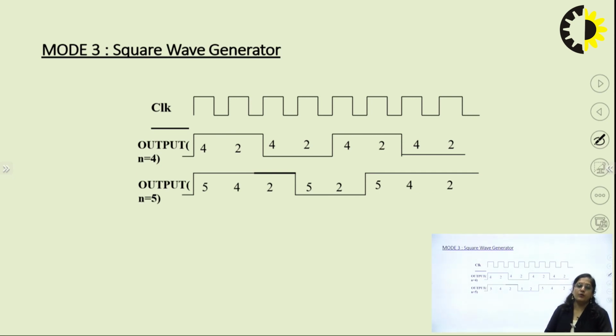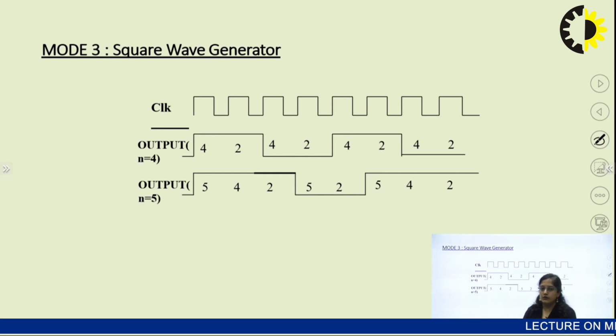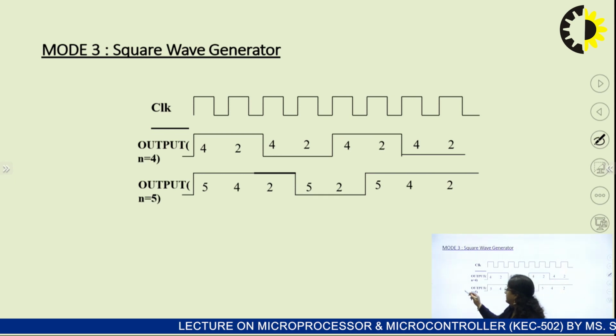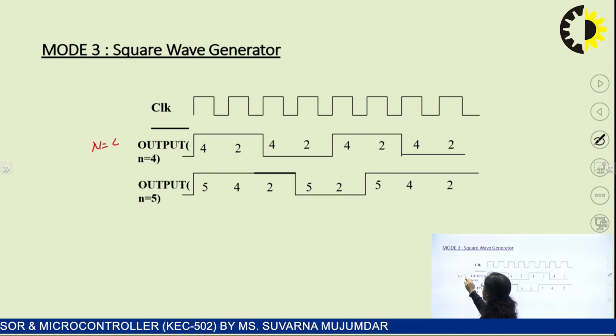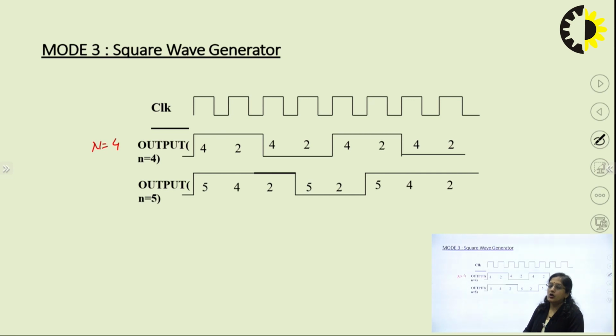The next and most important mode, in which we mostly configure our 8253, is the square wave generator. Whenever we want the microprocessor to generate a square wave or to toggle an LED or any device, we have to configure 8253 in square wave mode. In this mode, if the count value we are loading, N, is even, then for half of the time the output will be high and for half of the time it will be low. So for 2 clock pulses the output will be high, and for 2 clock pulses it will be low.